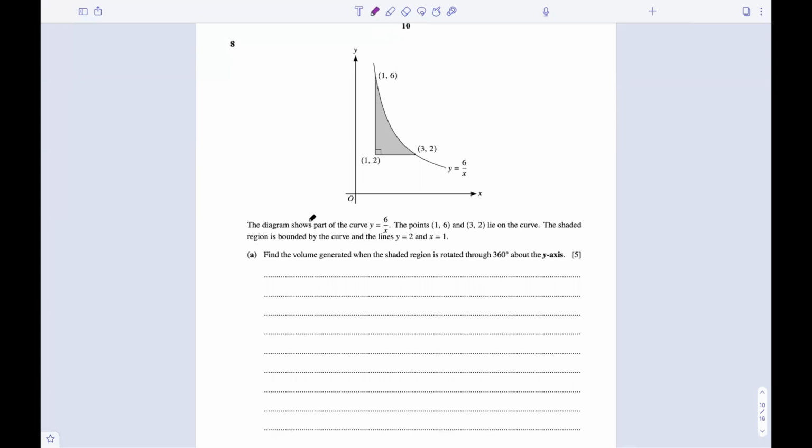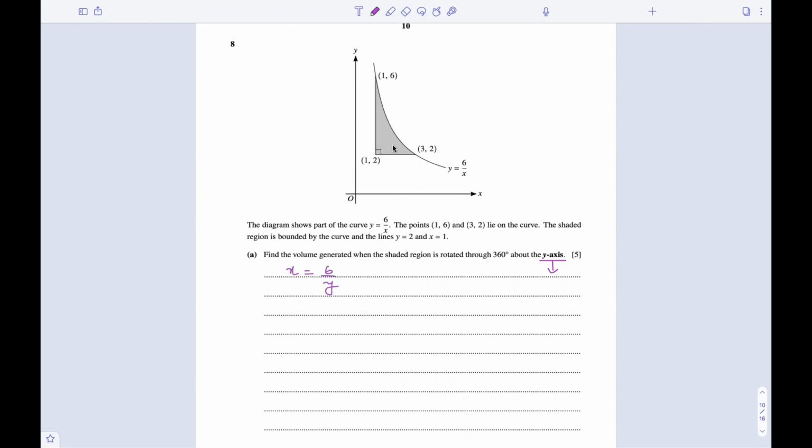In question 8, we have a diagram which shows part of the curve y equals 6 upon x. The points 1 comma 6 and 3 comma 2 lie on the curve. The shaded region is bounded by the curve and the lines y equals 2 and x equals 1. We have to find the volume generated when the shaded region is rotated about the y-axis. Now, whenever it is rotated about the y-axis, we have to make sure that our equation is in terms of x. So the curve equation will be written as x equals 6 upon y.